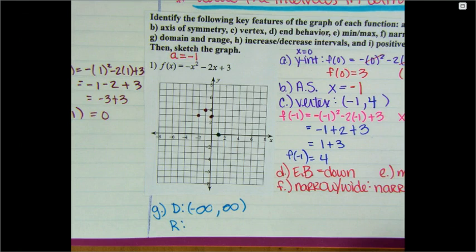Where are we decreasing from? Let's start decreasing. Negative infinity to 2. Because you're always talking in terms of what? X. We're increasing from where to where? 2 to infinity. All right. Next letter.